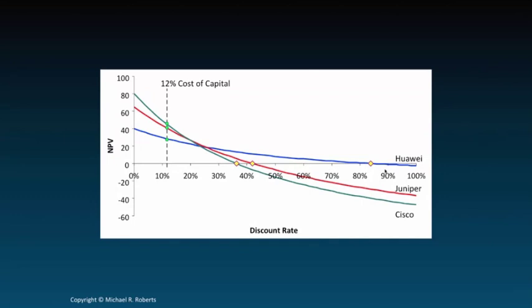When we go over here where the lines cross the x-axis, these are the IRRs. By definition, the IRR is the discount rate where the NPV equals 0. Here are the IRRs. In this case, we see that the IRR for Huawei is much bigger than the IRR for Juniper, which is bigger than the IRR for Cisco. Okay? The exact opposite ranking according to the IRR rule, relative to the NPV rule.